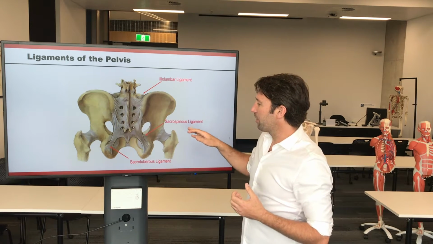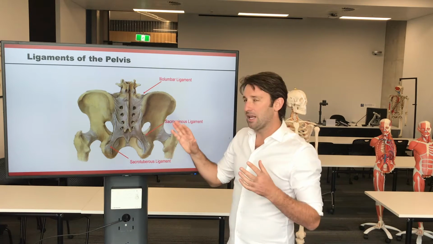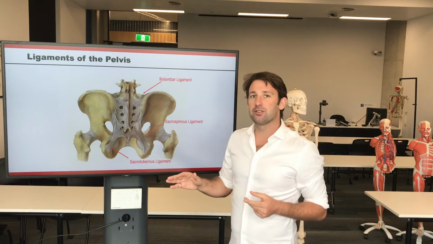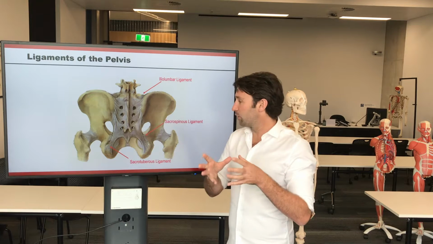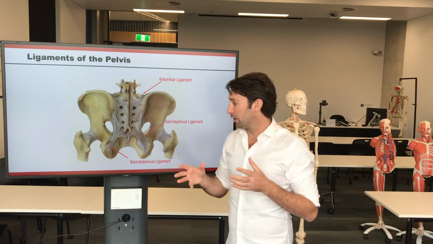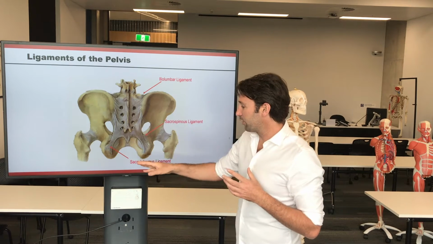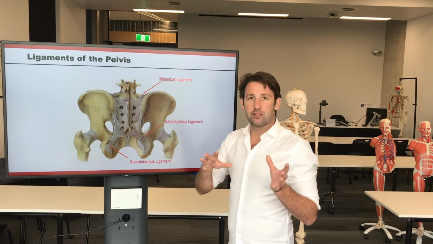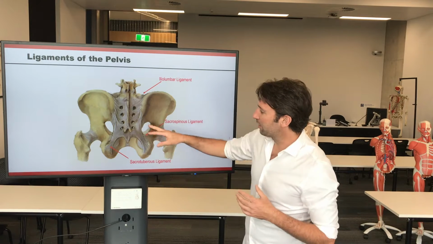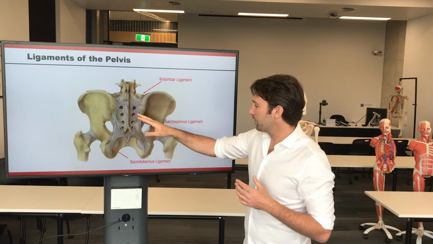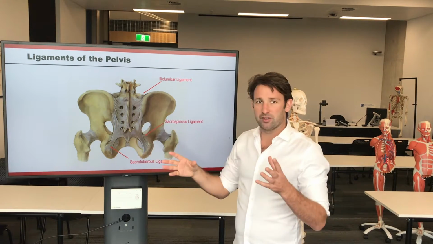You've got the sacrospinous and the sacrotuberous. The names come from two regions of the coxal bone that we just learnt earlier. So sacrospinous coming from the ischial spine and the sacrotuberous coming from the ischial tuberosity. So it's connecting our sacrum with the spine and the tuberosity of the ischium.